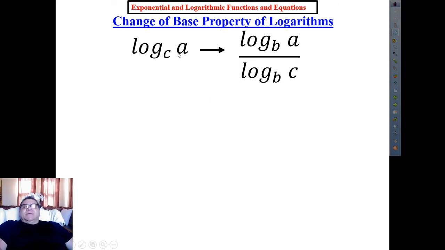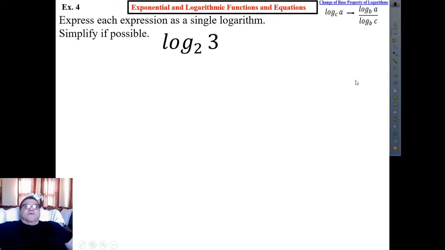So what do you guys notice? That the numerator basically stays the same as this, and we just change the base from c to b. But the denominator, we take c as the given number, and we change this to log b, the same as the top. All right, let's see how that works. Copy this one. Example 4, and I'm going to leave the property over here, change of base property of logarithms. And it says, express each expression as a single logarithm and simplify if possible.